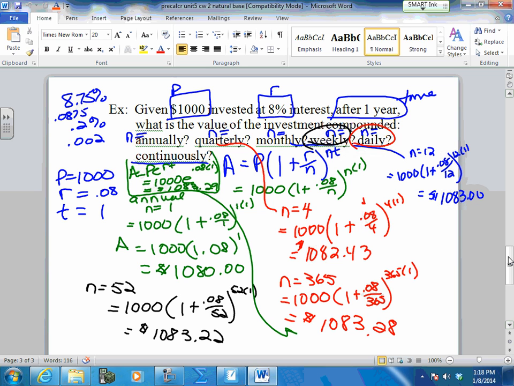The answers must be close because they're very, very close. So in a real-life situation, is continuously the best? Continuously is your best. They're constantly compounding your interest. It's not the same as yearly. It is a good way to end it.